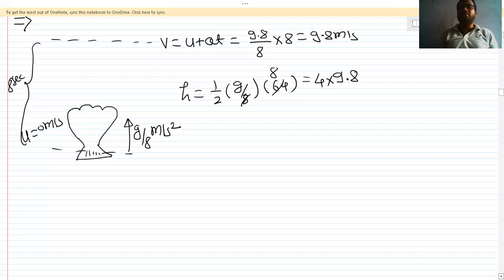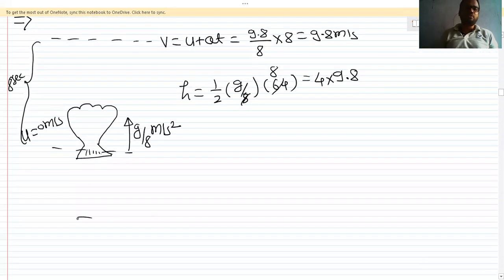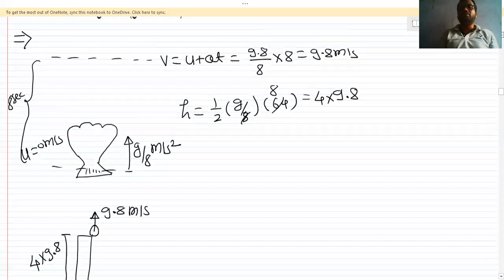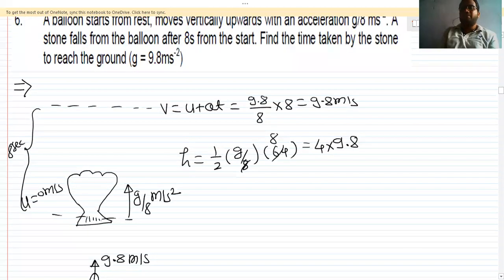Now we want what is the time required, isn't it? So from this tower, a stone is projected upward with a velocity of 9.8 meter per second. The height of the tower is given, and that is 4 times the 9.8. Okay, 4 times the 9.8. And as you can see in the question, we want to find the time taken by stone to reach the ground.